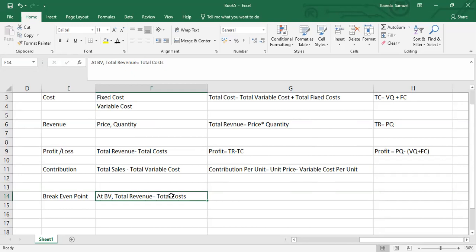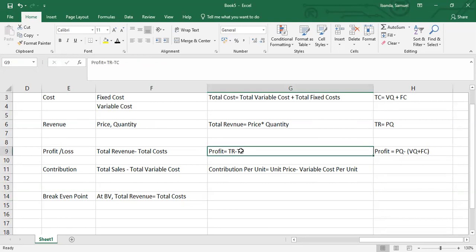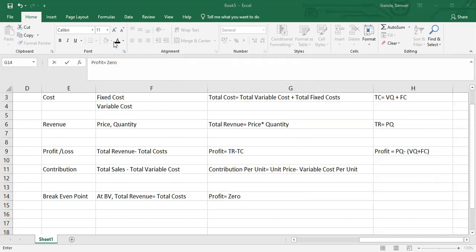It's like a breakthrough. I think you've heard the word breakthrough when people say that was my breakthrough. So for businesses, this is a breakthrough because beyond the break-even point, the business now starts making a profit. At this point, since our total revenue is equal to total costs, our profit will be zero, because remember, we've said that profit is total revenue minus total costs. When you subtract your total costs from total revenue, nothing remains because your total revenue is equal to your total costs. So it's important for us to have that in mind.